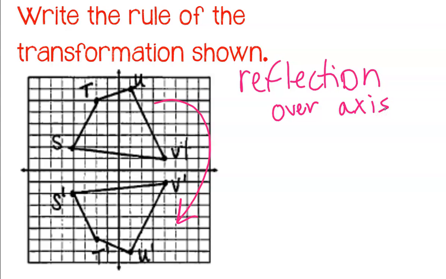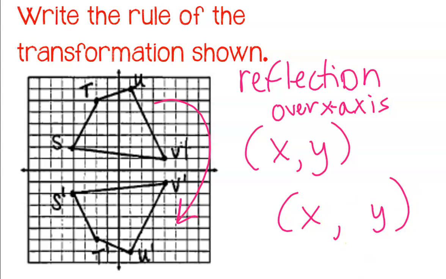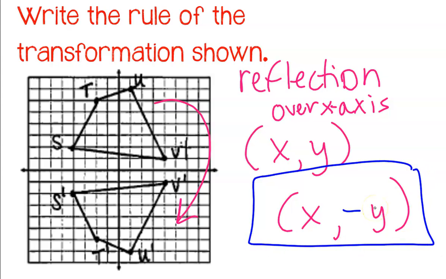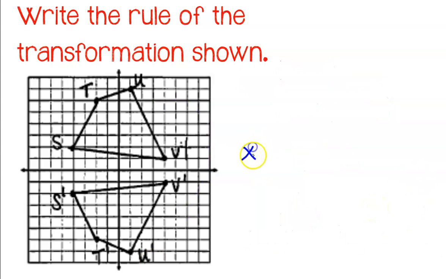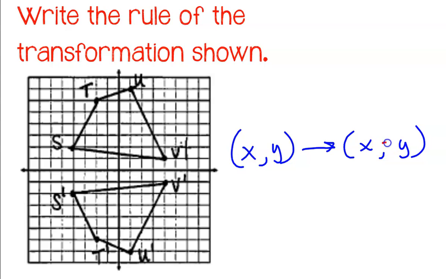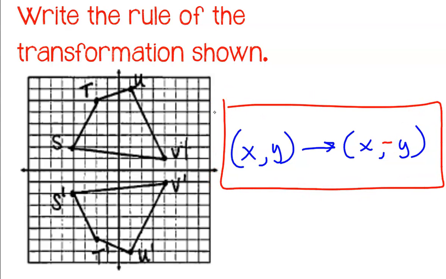And the rule for reflection is this. If you reflect over the x-axis, which is what we're doing, then you will change the sign of your y-coordinate. That is the rule. So if you have a point, the rule is keep them in the same order, but change the sign of the y. That is the math rule. That's how you write it. Let's take a look at the next one.